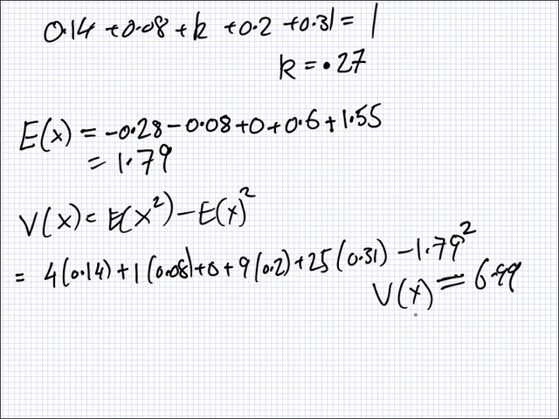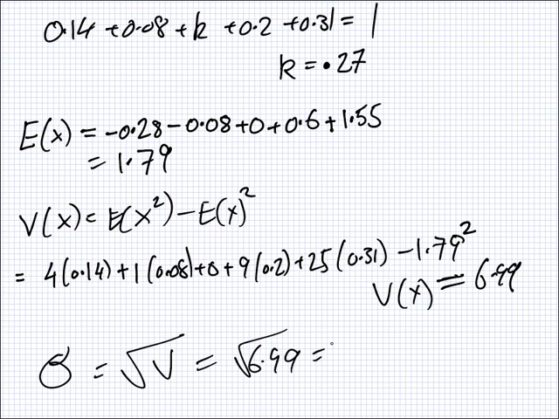6.99. So basically 7. Does anyone remember how to get the standard deviation? It's the root of the variance. So the root of 6.99 gives me what? 2.64.